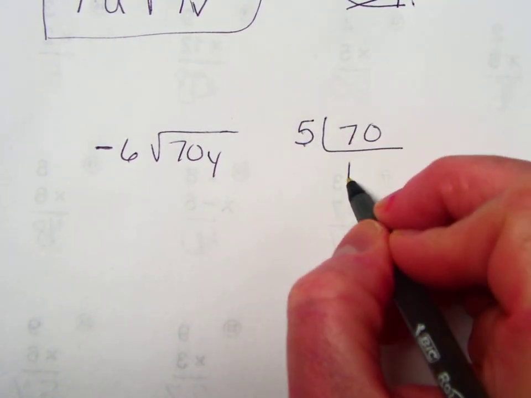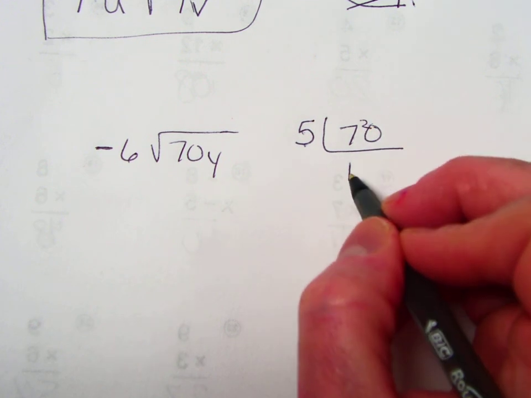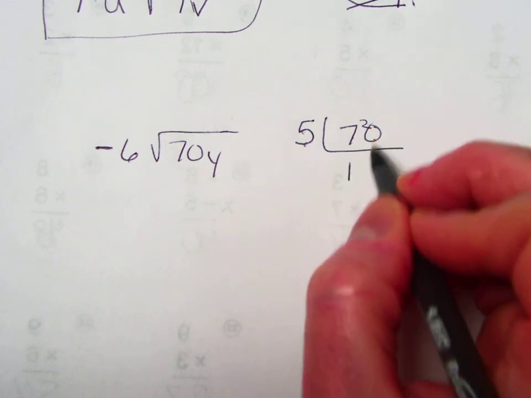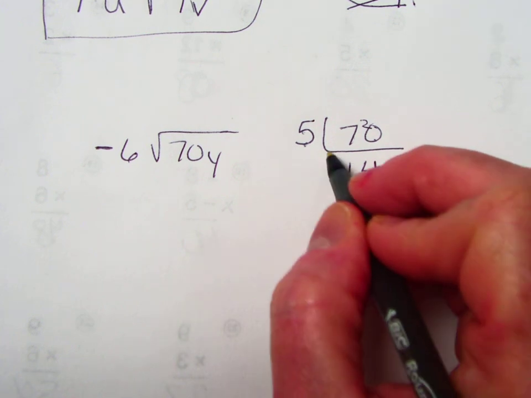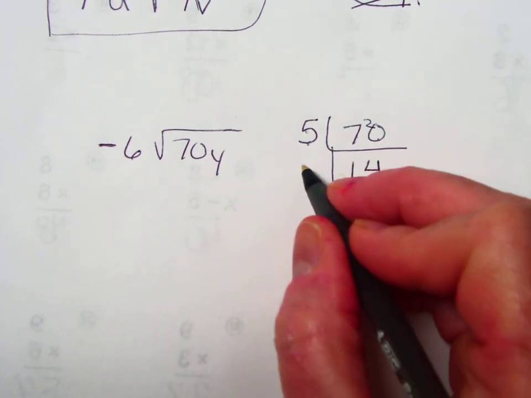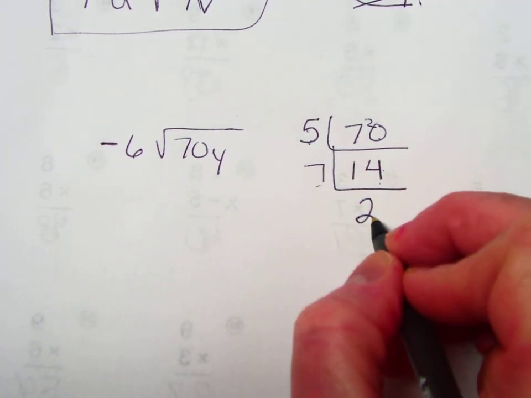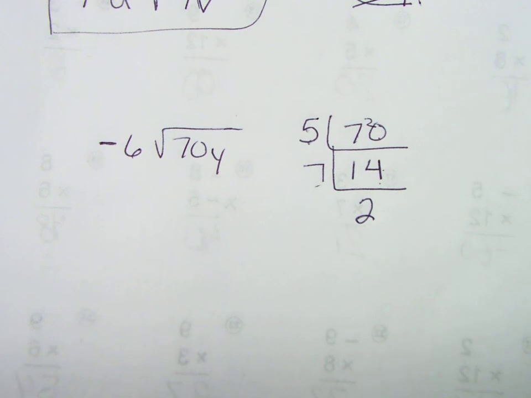5 goes into 7 1 time with a remainder of 2. 5 goes into 20 4 times. 14 is not prime, so pick a number. 7. 7, okay, a 2. Who's pairing up? Then nothing happens. Nobody escapes. Everybody has to stay put right where they are. The number 70 cannot be broken down into a radicaled square root. That's depressing. So what is it?